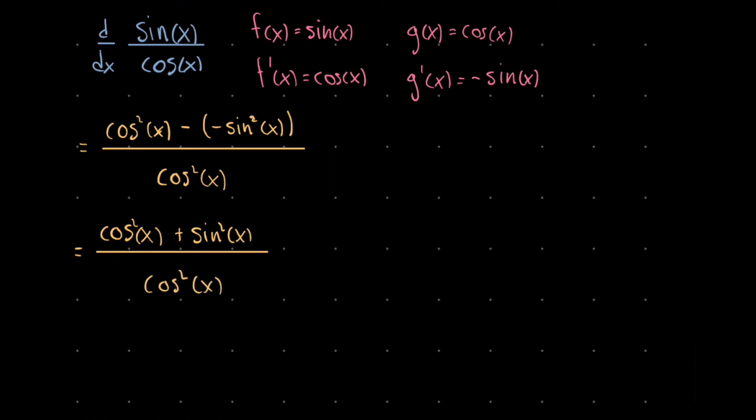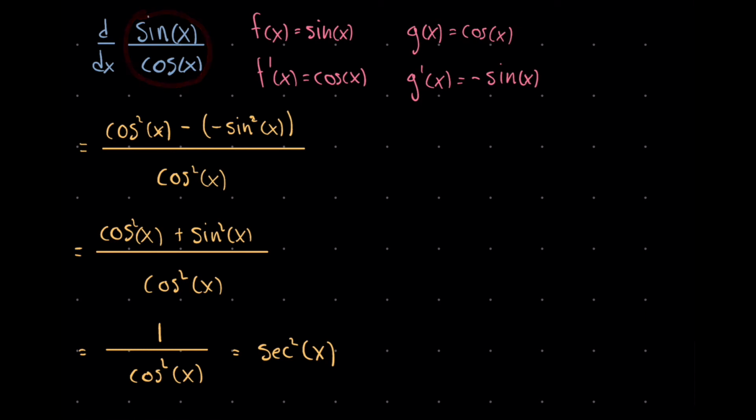And so we could stop here, but there's also an interesting property that we could use. We have in the numerator cosine squared x plus sine squared x, and this in trigonometry is known to be equal to just 1. And so we have that this is equal to 1 over cosine squared x. Another thing we can notice is that 1 over cosine x is equal to secant x. So therefore, 1 over cosine squared x is equal to secant squared x. Our final answer.